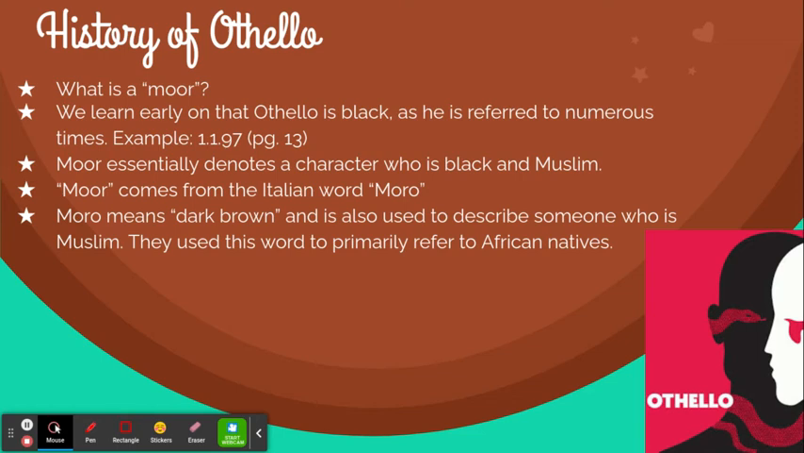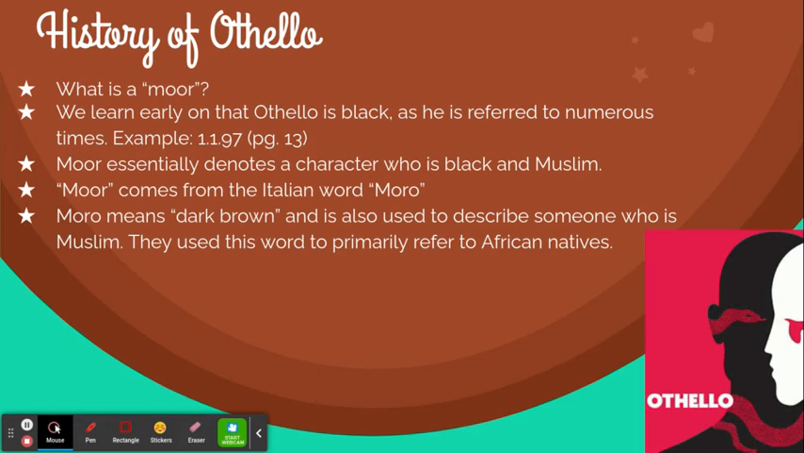So we learned early on that Othello is black, as he is referred to numerous times as being dark or black. And so my first example I was going to read to you is from Act 1, Scene 1, line 97 on page 13. And it says, "Even now, very now, an old black ram is tupping your white ewe. Arise, arise." So, right off the bat, they're referring to him as a black ram, and he's taking away the innocence of a white lamb. And I think that's important, the way that they depict him right off the bat. Sets the pace for the entire play.